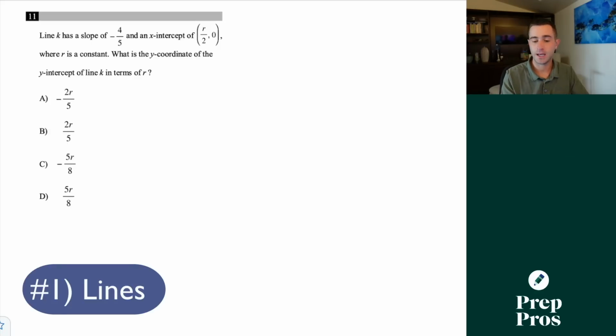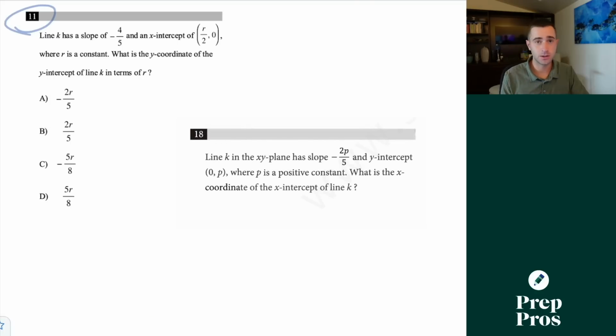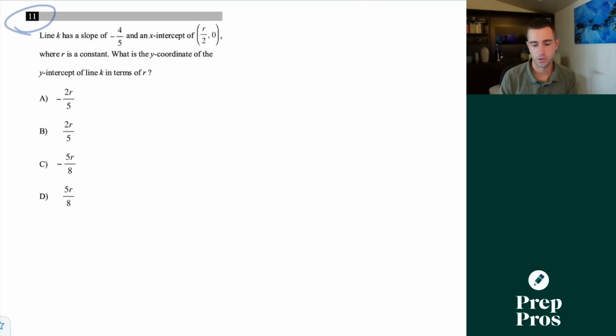You'll typically see a handful of these questions, but we're going to take a look at a new variety that has been giving tons of students trouble so far in 2023. Here we see line k has a slope of -4/5 and an x-intercept of (r/2, 0), where r is a constant. What is the y-coordinate of the y-intercept of line k in terms of r?